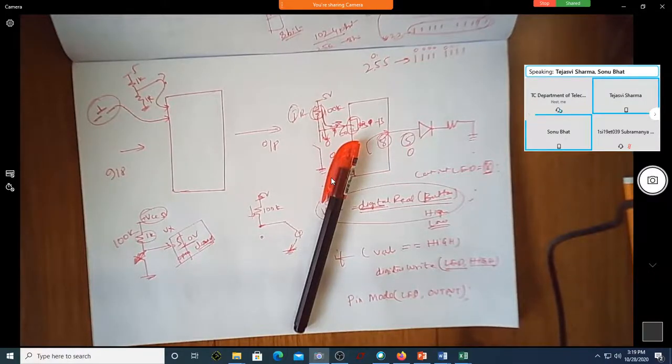What I want is to get a 0.8 volt average from a 5 volt maximum VCC. What should be the duty cycle? 0.8 divided by 5 gives 0.16.